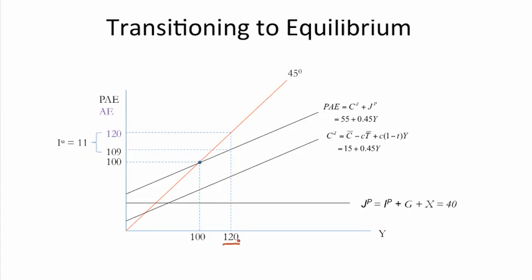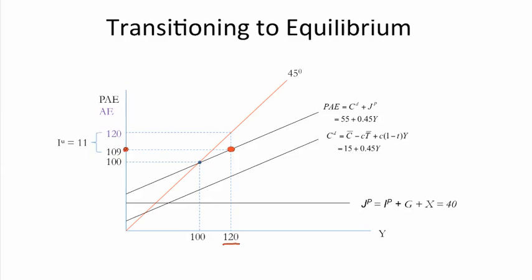The problem is that if we take the corresponding planned aggregate expenditure that we would expect to see should the economy's income be 120, we see that that planned aggregate expenditure falls short. What the planned aggregate expenditure schedule tells us is that with income of 120, the various sectors in the economy are only planning to spend 109. So we're clearly not in a world of equilibrium.